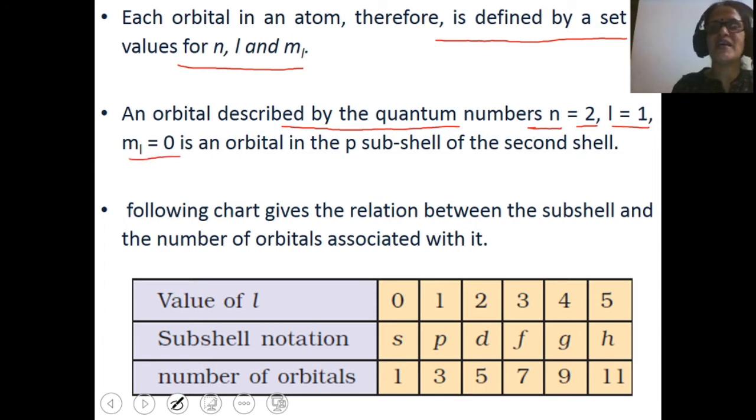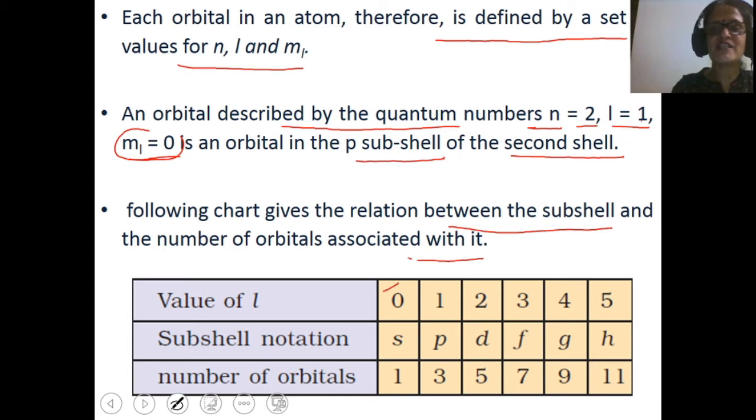What does it mean? N is equal to 2 means the second shell. L is equal to 1 means this is the P subshell. So ML is equal to 0 means we are talking about an orbital which is present in the second shell and the P subshell. So we can conclude that quantum numbers give the complete address of an electron in an atom. The following chart gives the relationship between subshell and the number of orbitals associated with it.